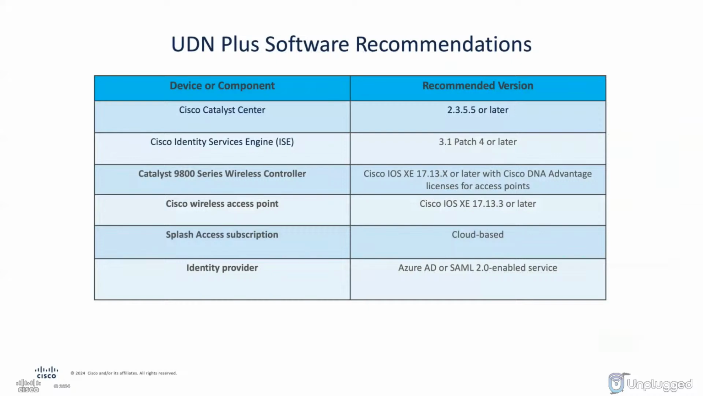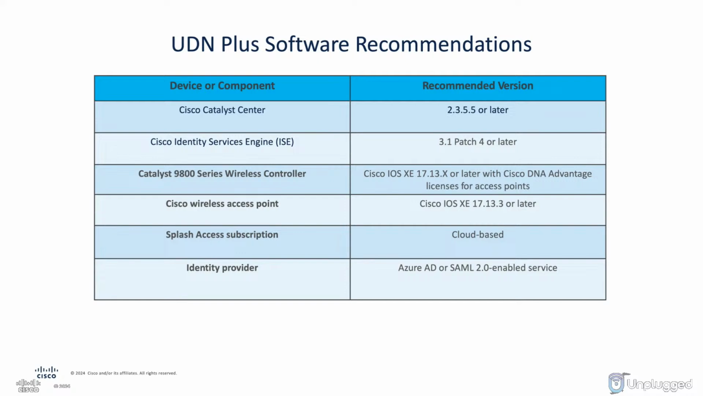And then finally, just from a software recommendation standpoint, just to give you an idea. Catalyst Center is not required for the UDN Plus solution. We do recommend it for the visibility for some of the things as part of that, but it is not part of the workflow. But we do require ISE 3.1 patch 4 or later. From a 9800 series controller, what's supported today is 17.13 and later. So you will need relatively new code for this.